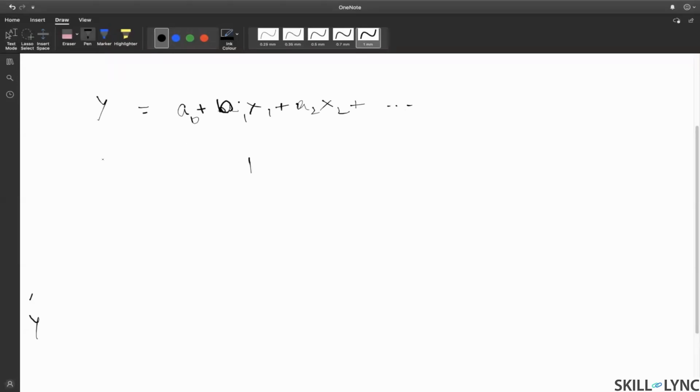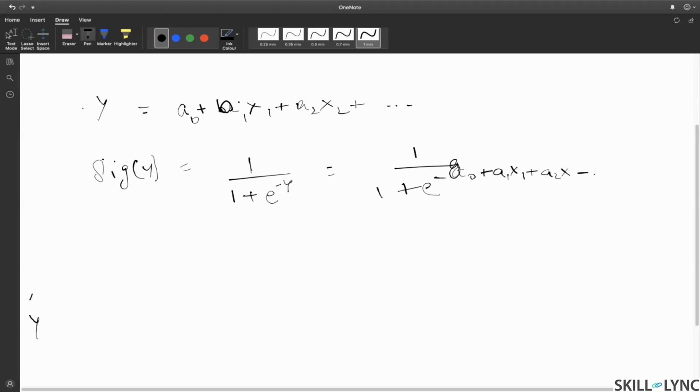Now what we are using, we are applying the sigmoid function on this, sigmoid of y. The sigmoid function itself is 1 by 1 plus e power minus y. So I have to substitute this y here: 1 plus e power minus (a naught plus a1 x1 plus a2 x2 and so on). So I'm just replacing y with these values, right?